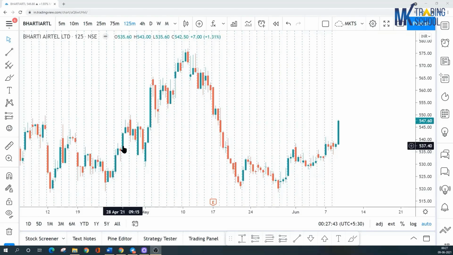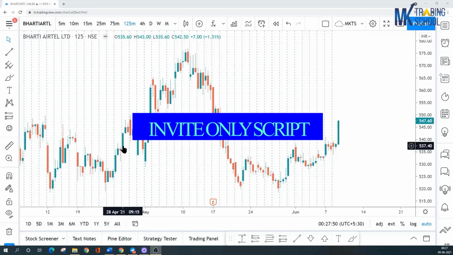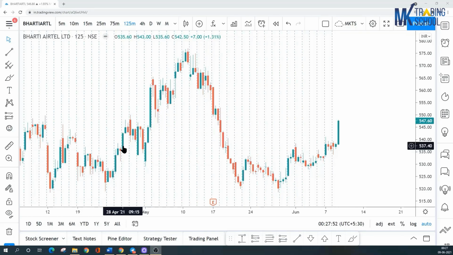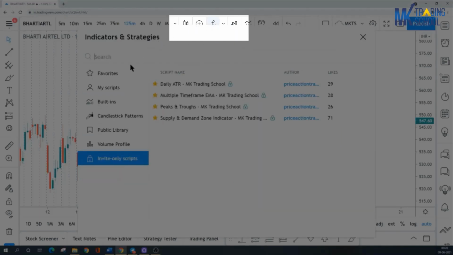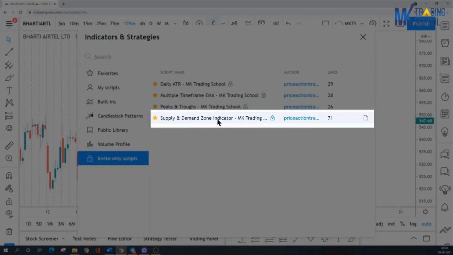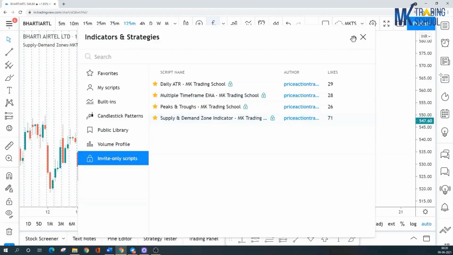So where do you find this supply and demand zone automated indicator? For this, I need to provide you access. It's an invite only script. Once I have enabled access, then you will be able to use this indicator. If you see this tab on the top that says indicators and strategies, click on that, and there under invite only scripts, you will find this indicator, supply and demand zone indicator, MK Trading School. So let's apply it to the chart.